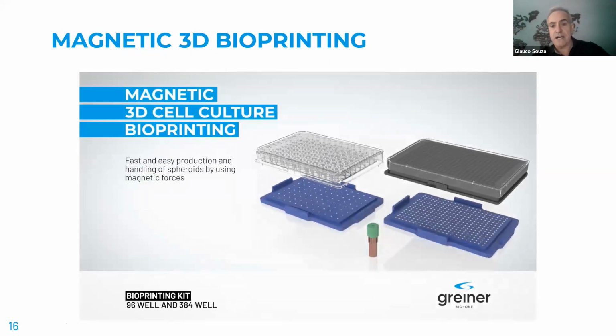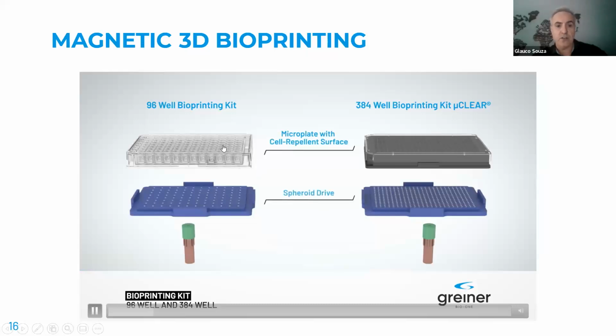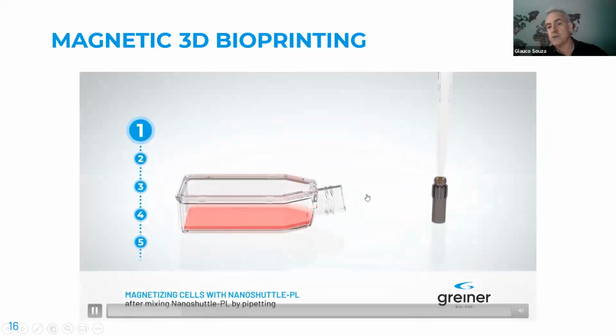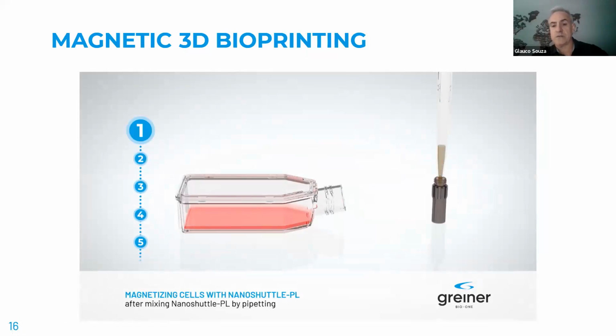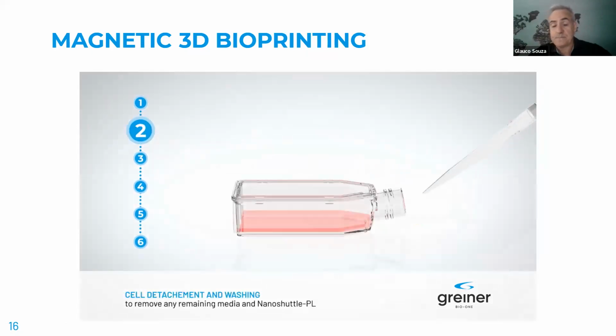You have your kits here. You have your cell repellent plate, your magnet drives, and a NanoShuttle solution in the kits. The first thing you do is add your nanoparticles to your cells, which can be in a monolayer or in suspension. We also have a protocol for cells in suspension. The nanoparticles just very easily adhere to the cell membrane non-specifically.